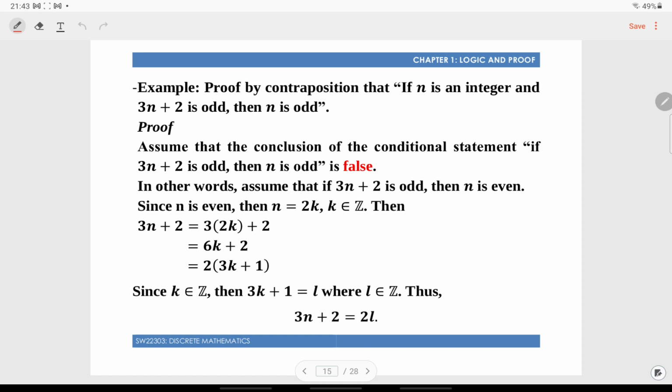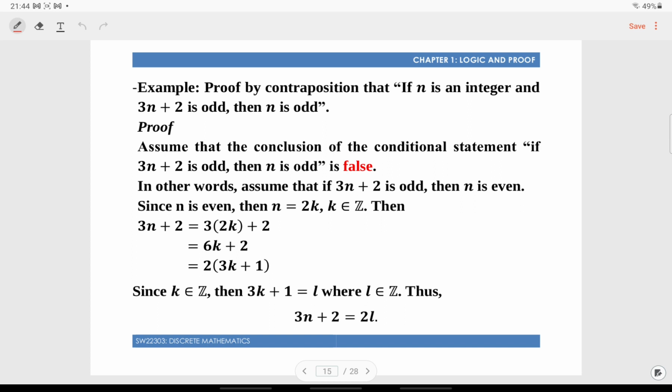Okay, example. Proof by contraposition. Again, the question specifies the way to prove this statement. So prove by contraposition that if n is an integer and 3n plus 2 is odd, then n is odd. That is the given statement. Okay, so now we need to prove this statement by the contraposition method.